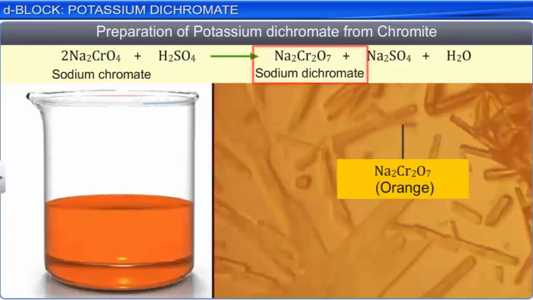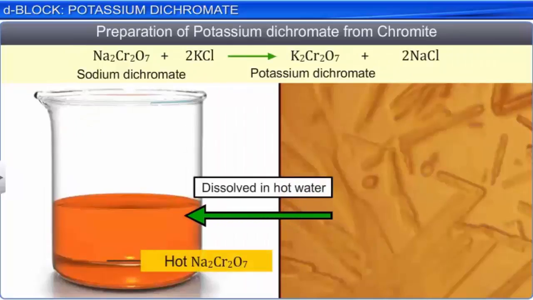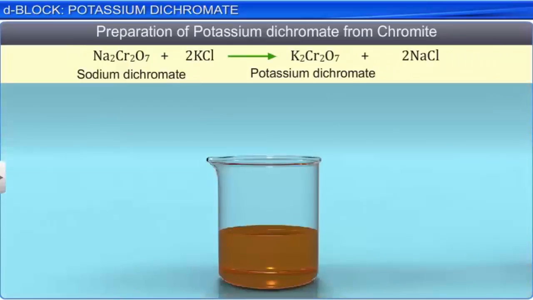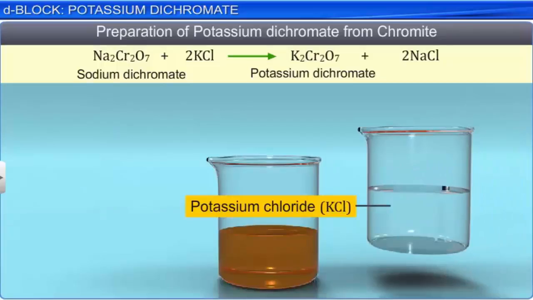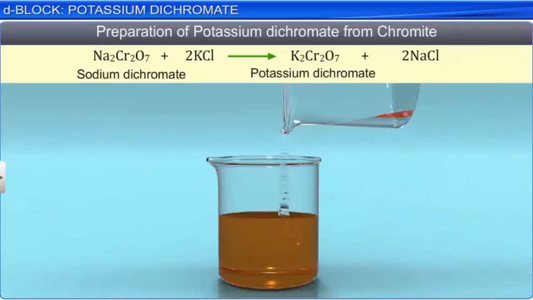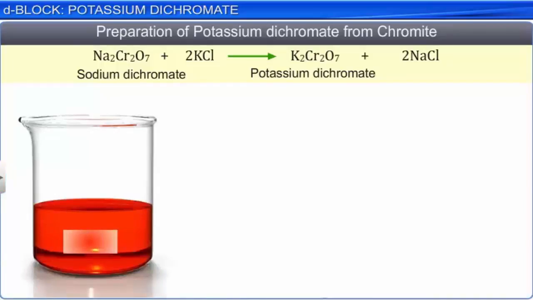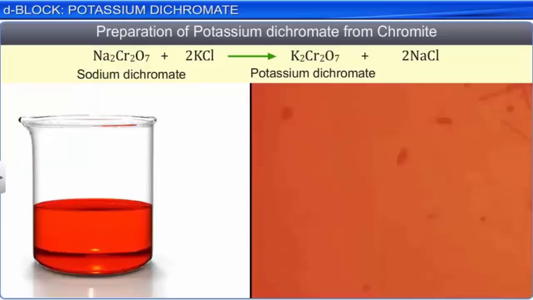A hot concentrated solution of sodium dichromate is treated with a calculated quantity of potassium chloride. Potassium dichromate, being less soluble, crystallizes out on cooling.